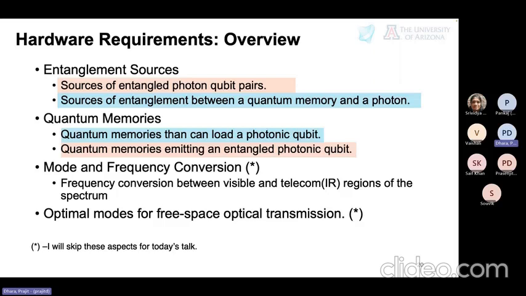More frequency conversion requirements are also strict because optical fiber is optimized to operate in specific bands of the spectrum. You cannot send visible light at the extremely low loss values that make optical fiber so useful, at least on commercial fiber. And if you want to use free space transmission, you need to choose optimal modes to do this. And you know, free space transmission is limited by line of sight and all the other things that play into free space transmission. The last two points is something I'll skip for today's talk.